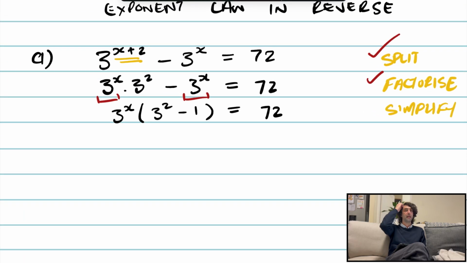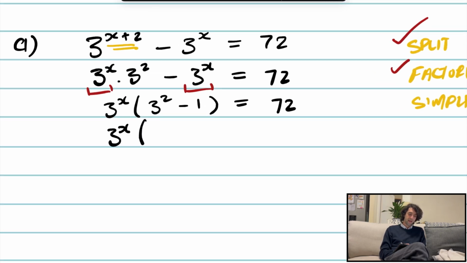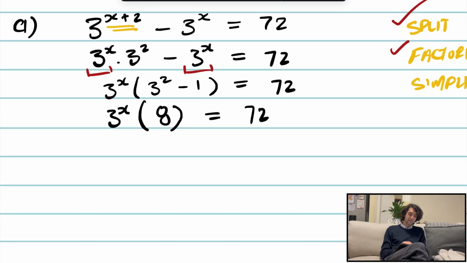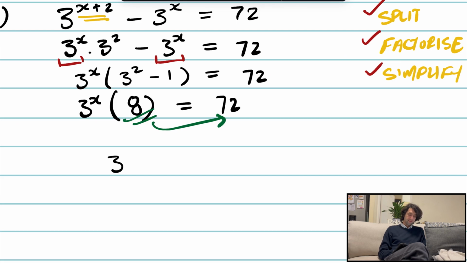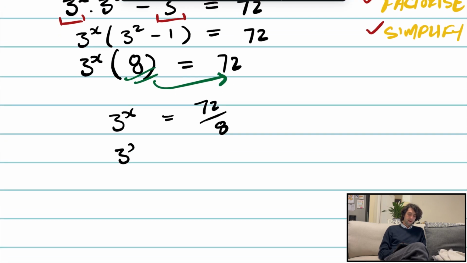What I mean by simplify is we are going to take over any of the constants we can to the other side, and then we just apply our usual method: make the bases the same, drop the base, solve for x. So this becomes 3 to the power of x times, 3 squared is 9, minus 1 is 8, and that is equal to 72. I'm going to take this 8 over to the other side, and what I end up with is 3 to the power of x is equal to 72 over 8. 72 divided by 8 is equal to 9.